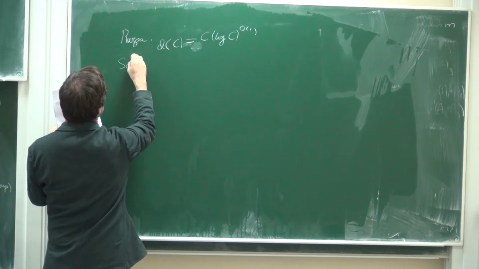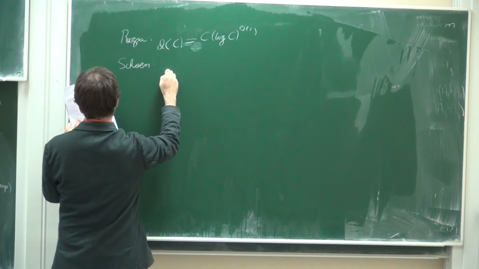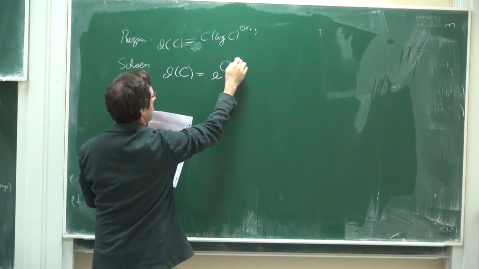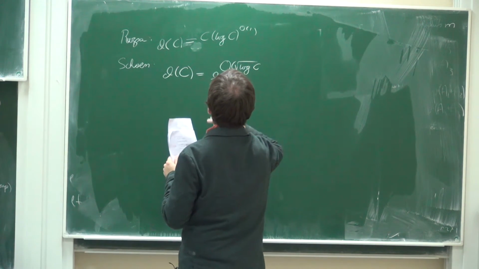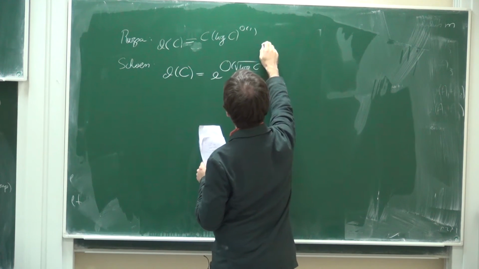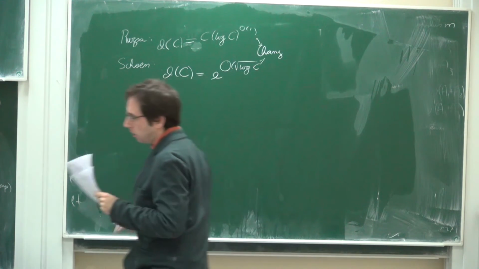Then there were some further improvements due to Schoen. So he got D of C, e of log C. I should also put here, I think there was a further improvement due to Chang. So I have to make a note.